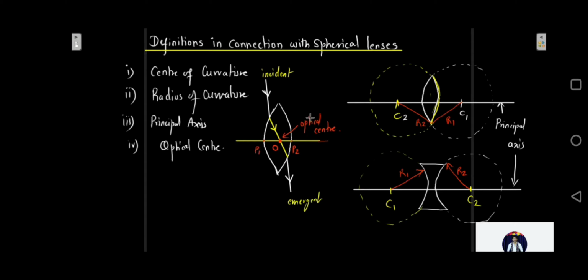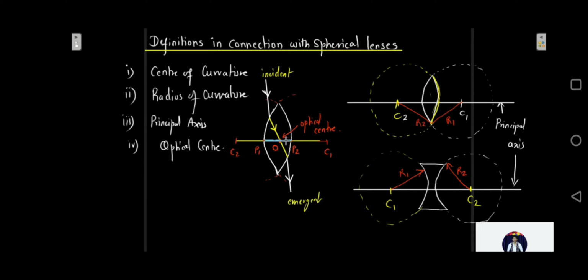Let's say this side's center of curvature is C1, and this surface's center of curvature is C2. Then it is going to divide the thickness of the lens. This is the thickness of the lens from here to here. So it is going to divide this thickness of the lens.